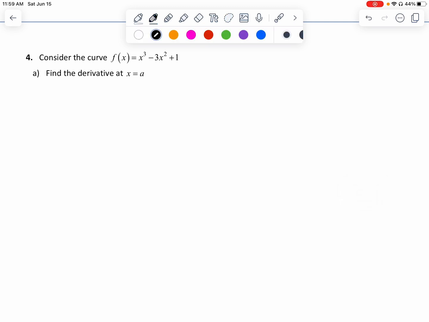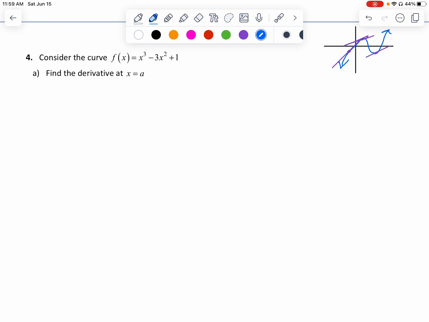So that curve is a cubic polynomial, so it looks something like this. And now, if I get an equation, that means I'll be able to find the slope at any point. So it'll give me a lot of different slopes. Okay, so let's find that general equation.